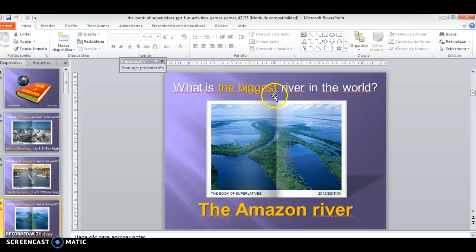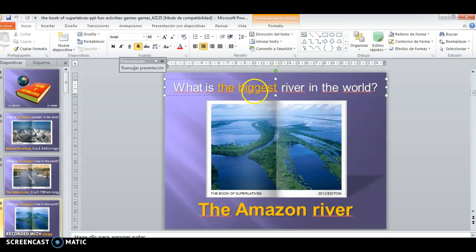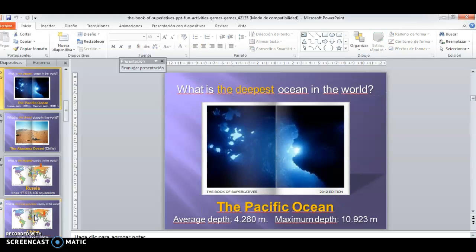El más grande. Why do we repeat? Why do we have double G? Because the rule tells me, okay, if it's a one-word adjective and we have a consonant vowel in the middle and then another consonant before writing EST, we're going to double the consonant. What is the deepest? Deep, profundo, deepest, el más profundo. Okay, the deepest ocean is the Pacific Ocean.